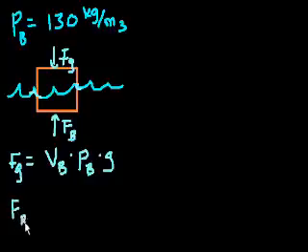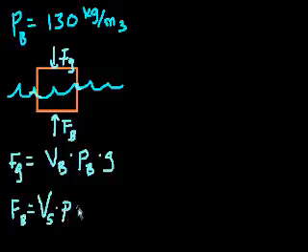The buoyant force is equal to the volume of the displaced water, right? Volume of displaced water. But it's the volume of the cube that's been submerged. The part of the cube that's submerged is also equal to the volume of water displaced, right? So we could say that's the volume of the block submerged, which is the same thing, remember, as the volume of the water displaced, times the density of water, times gravity. Remember, this is density of water.